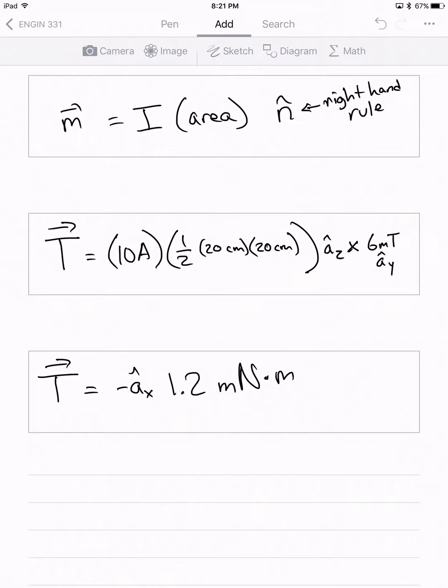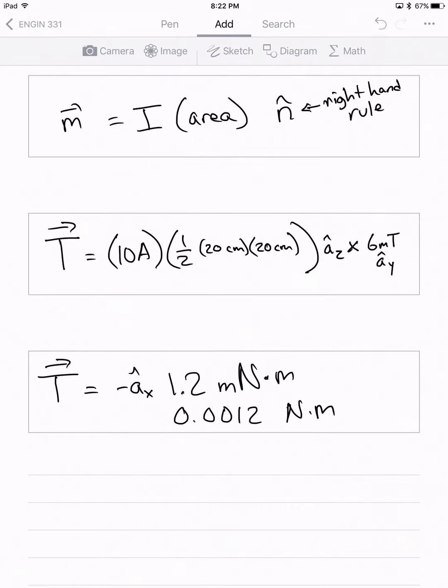Or if you wanted to write that not using millinewtons, it would be 0.0012 Newton meters. Have I got the right number of zeros there? Yes, I do. Now that was the short way to calculate it.